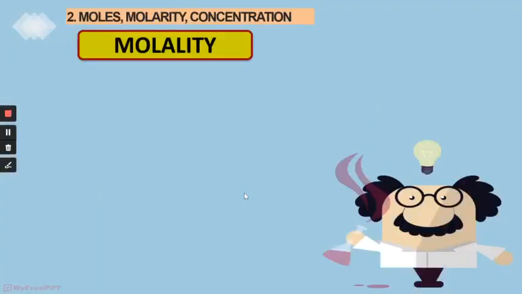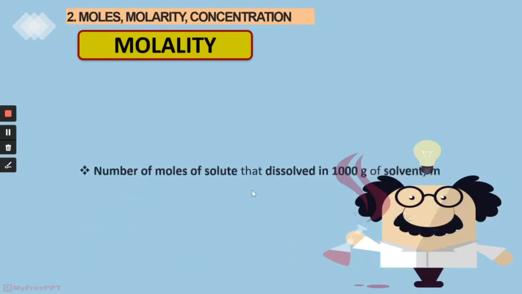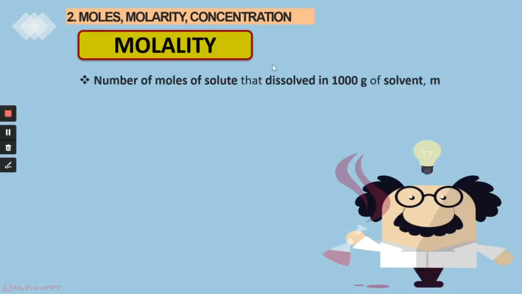So now look at the molality. Molality is still under concentration. Number of mole of solute that dissolve in 1000 gram of solvent, and the symbol for molality is m. The general formula for concentration is amount of solute over amount of solution. So for molality, the amount of solute is mole, but the amount of solution is no longer solution, it must be amount of solvent.